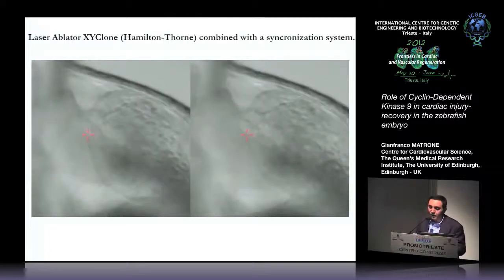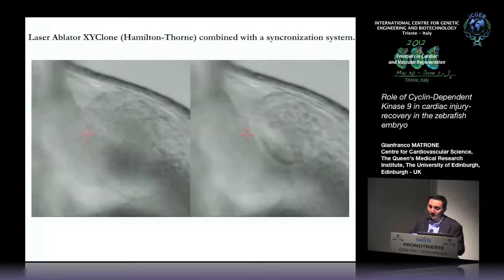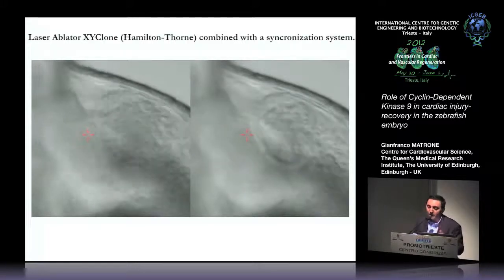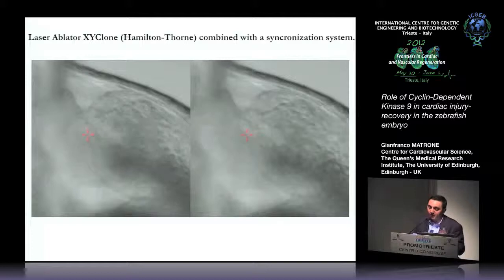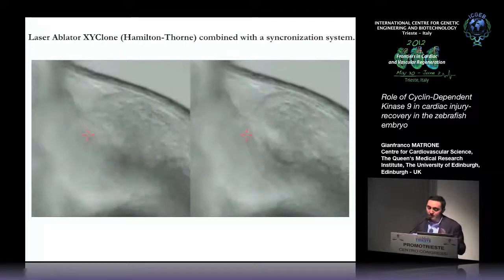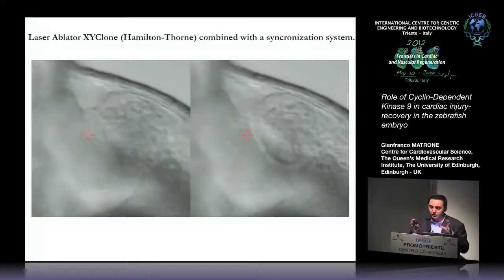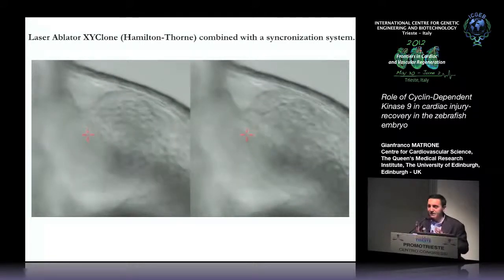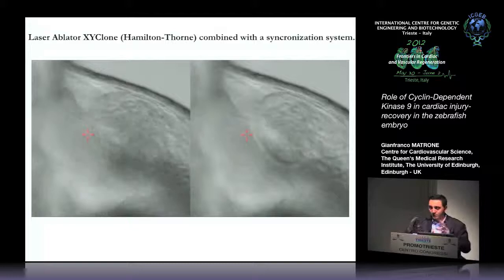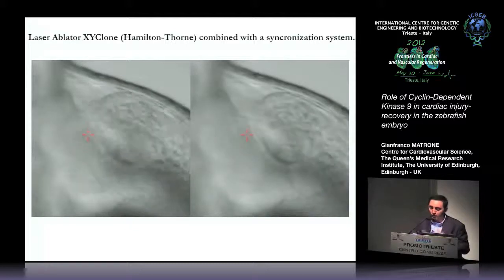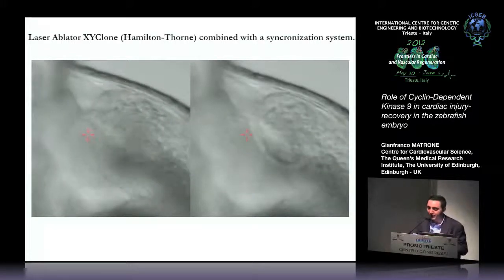So in this case, we can set up the software so that we can fire the ventricle at the end diastole phase. And moreover, by hitting the ventricle in the diastole, we can select very few cardiomyocytes because they are relaxed, and so very few cardiomyocytes can be ablated.